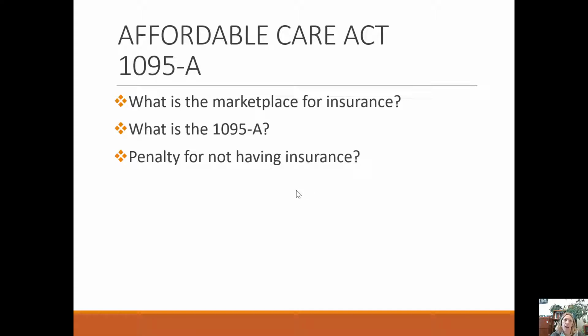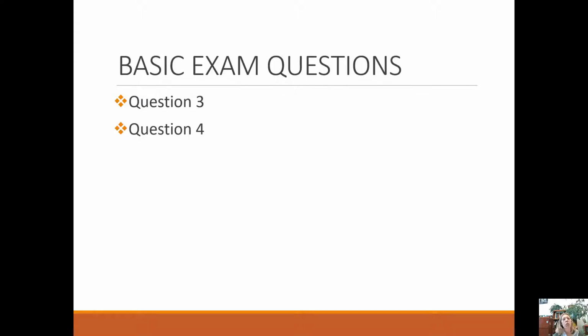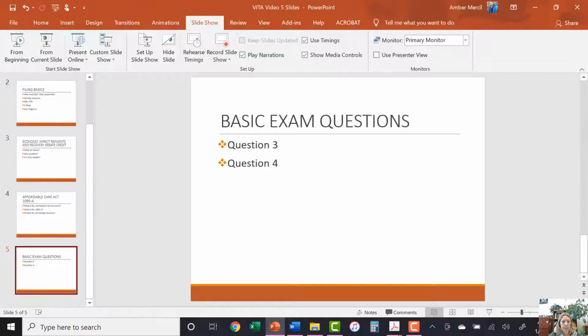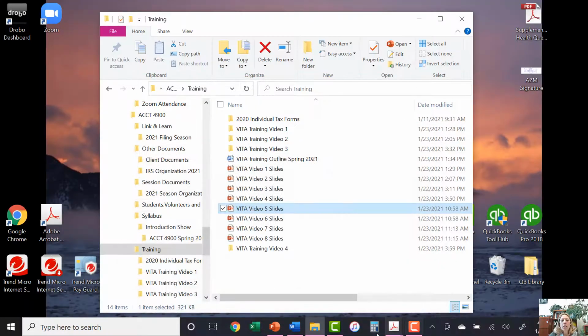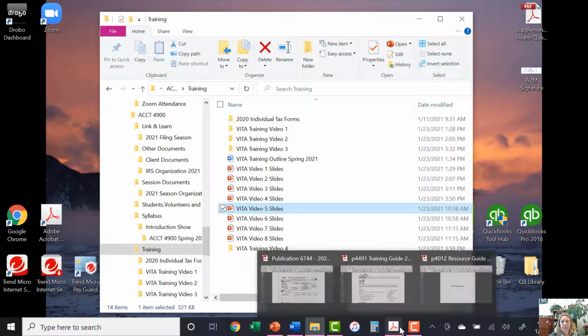Okay, is there a penalty for not having insurance? Not in 2020, there's not. There wasn't in 2019 either. So with the new Congress that we have, with the new White House administration, it's possible we could see some changes coming with the Affordable Care Act. But for 2020, there aren't any, so we don't have to worry about that. And then the last thing we'll do is we'll do a couple of these basic exam questions. We're going to do question 3 and question 4, and those are both on page 34 of your testing booklet.